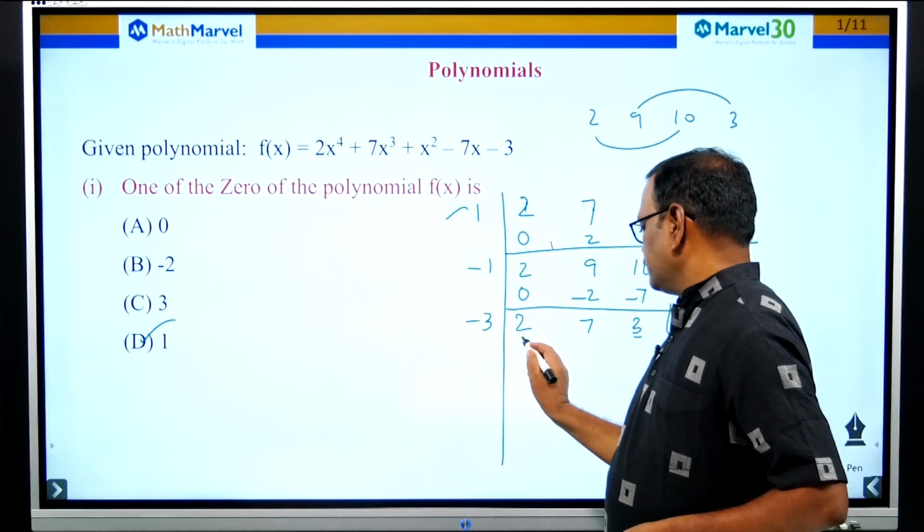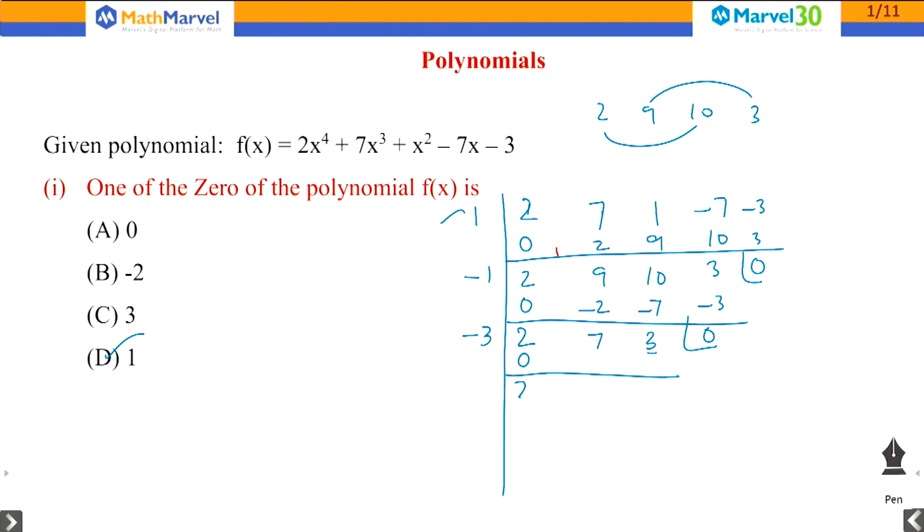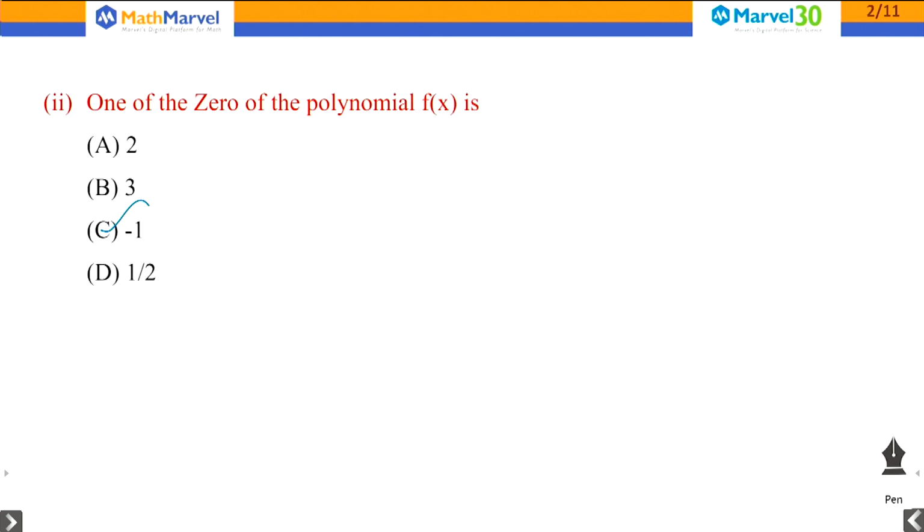See here, 3 into 2, 6, minus 6. 7 minus 6, 1, and 1 into minus 3, minus 3, and the answer is 0. So what is the third zero? The third zero is minus 3. See the question now. This is question number 1, question number 2, and question number 3. Minus 3 is the zero of the polynomial. What is question number 4? One of the zeros of the polynomial.